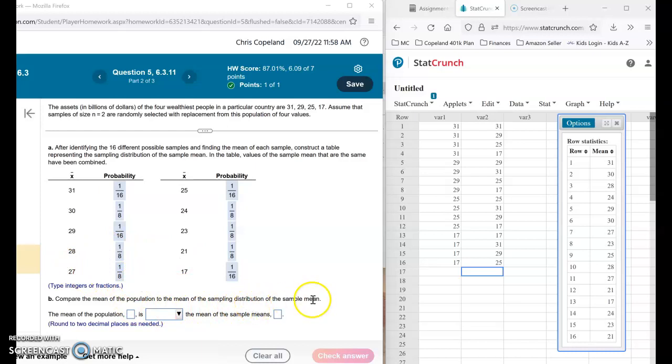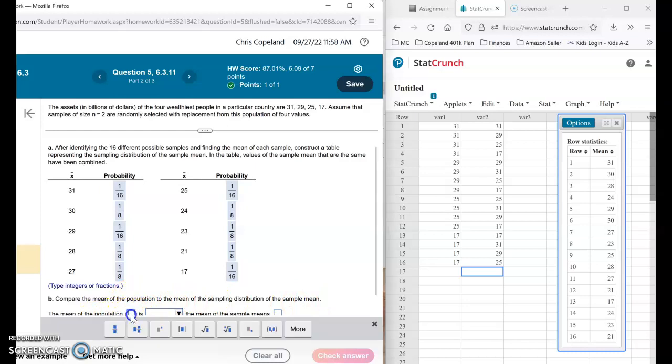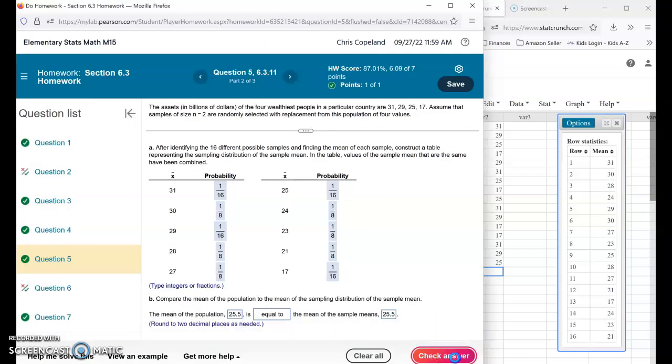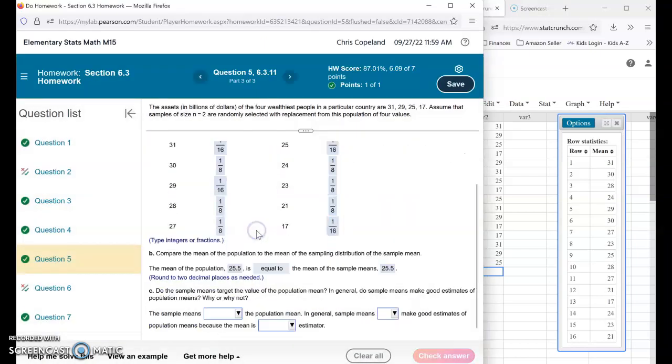The mean of the sampling distribution of the sample mean and the population mean are both 25.5. The mean of the population is 25.5, which is equal to the mean of the sample means, which is 25.5. All right, so now check answer. That's right.